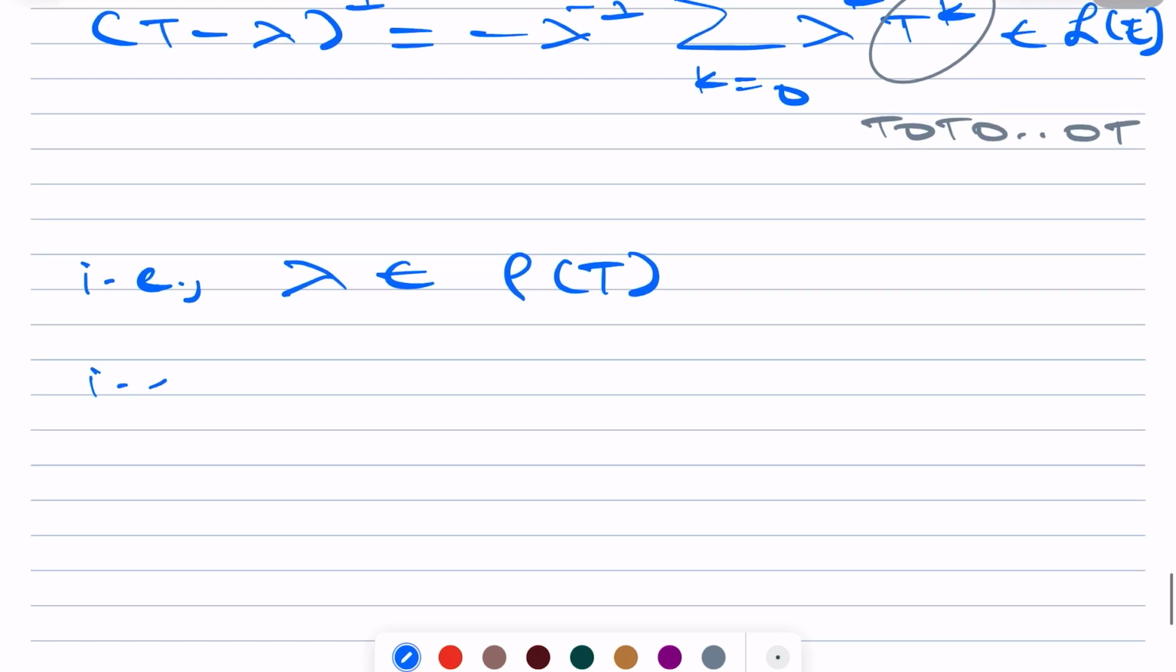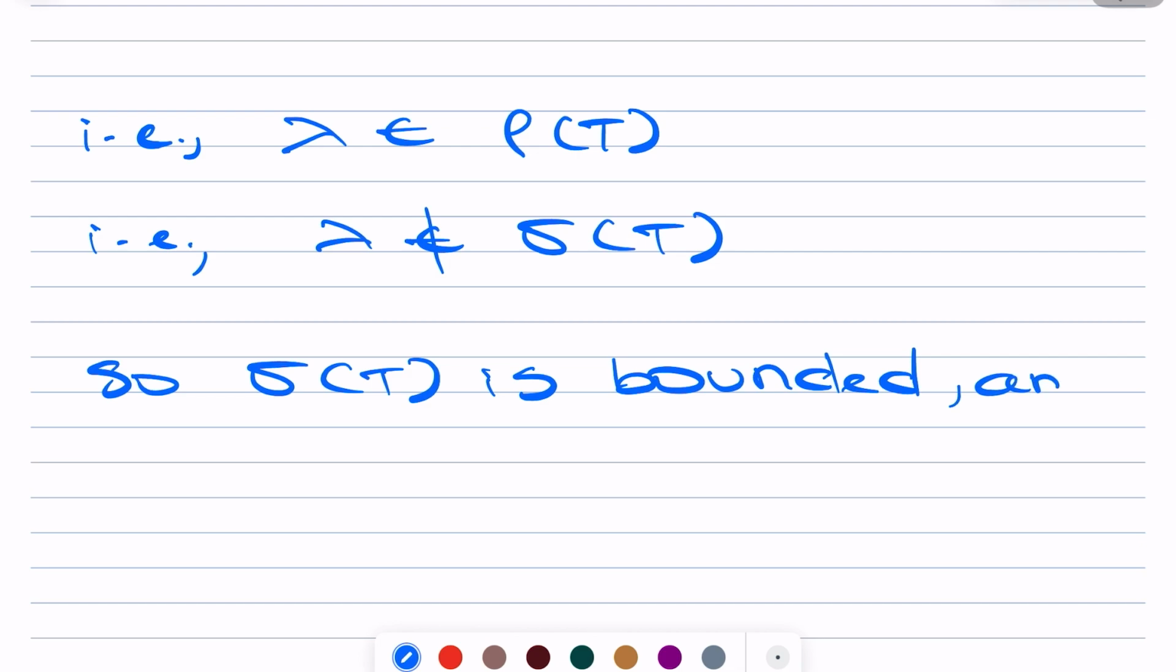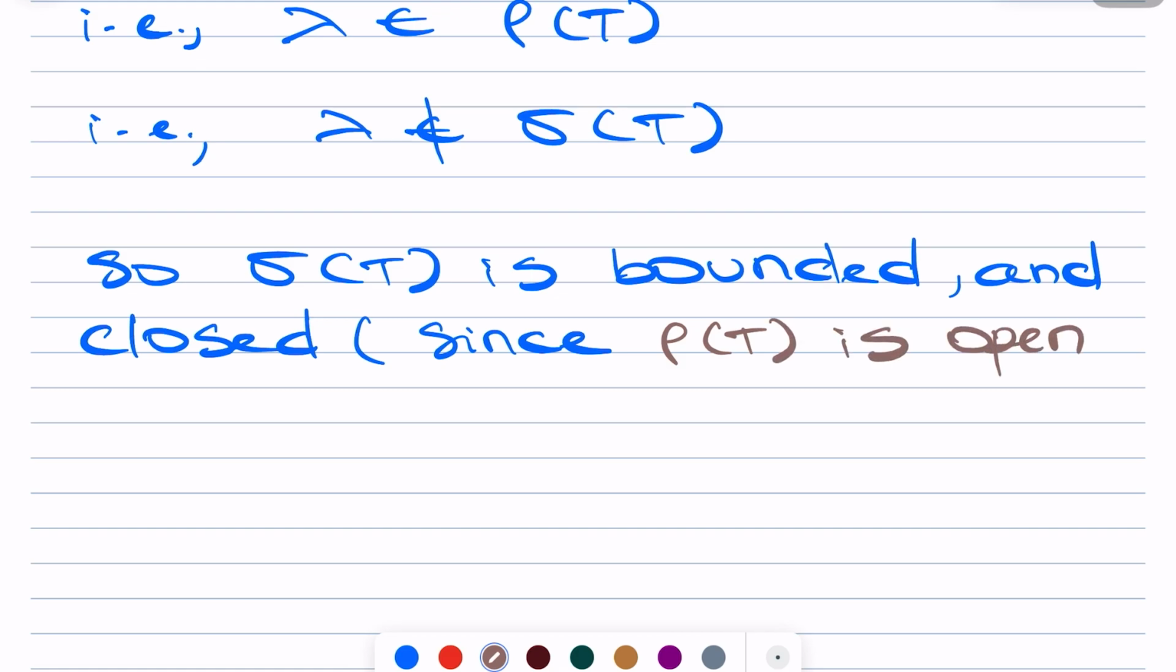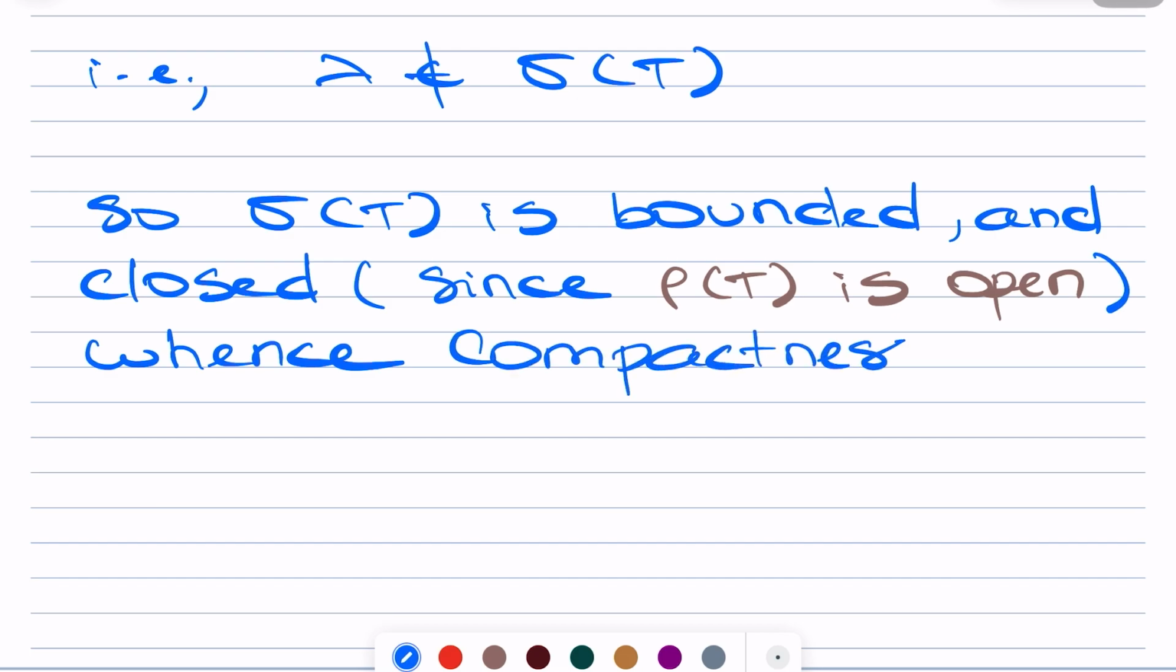And therefore, λ cannot be in the spectrum of T. So with this, we have proof that the spectrum of T is bounded, right? And as I said, also closed, bounded and closed, since the resolvent of T is open, once you have compactness. So this is the end of the proof.